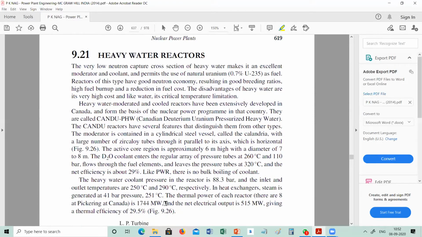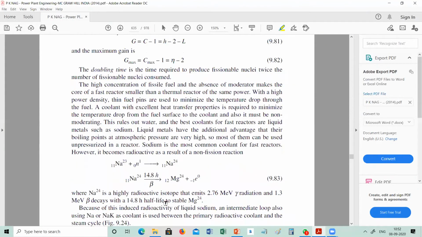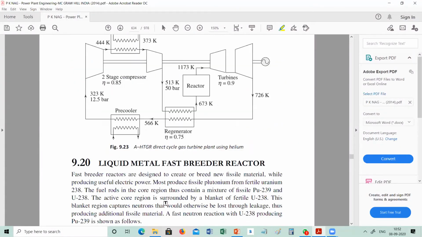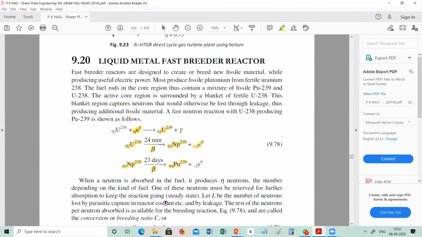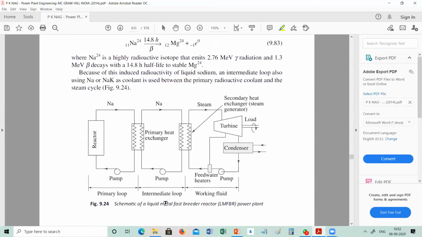Next, one more type is there. Sorry, some information I have to give. Liquid metal fast breeder reactor. Here a new enriched material is formed, which can be used for further new nuclear power plants.